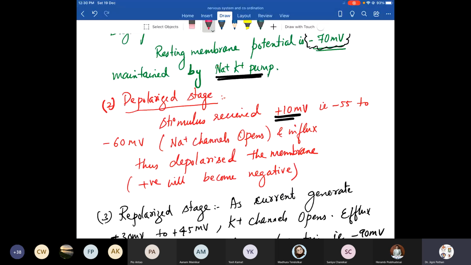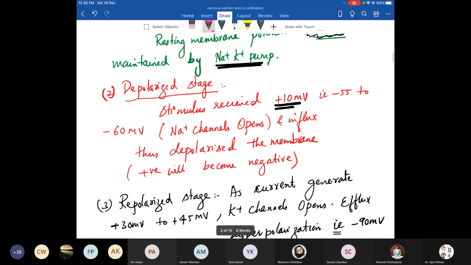What will happen at that moment? The positive will become negative. Whatever is positive outside will become negative, and whatever is negative inside will become positive. There's a change, there's a depolarization. This stage is called depolarization, and then information is carried. Current is produced here.